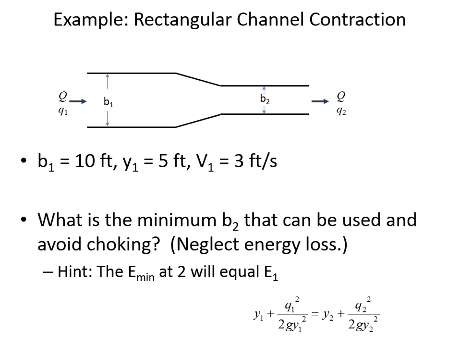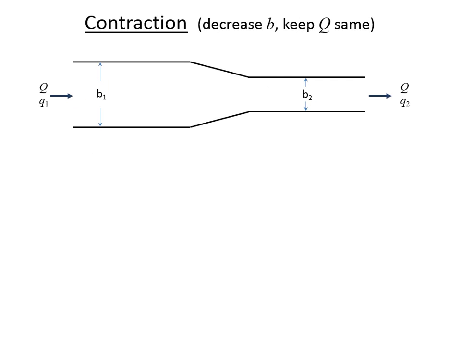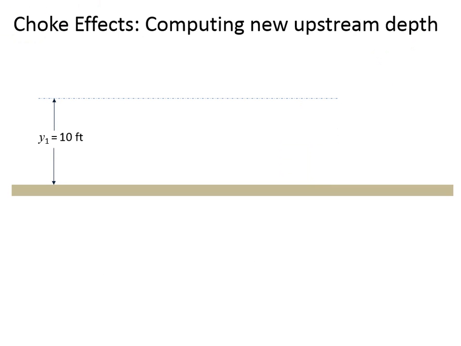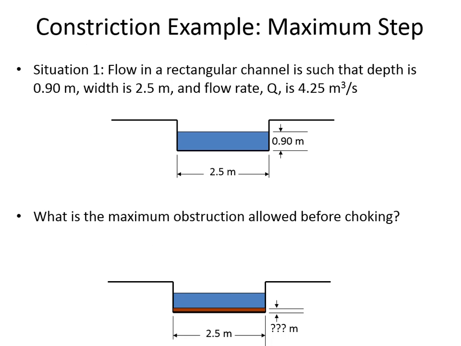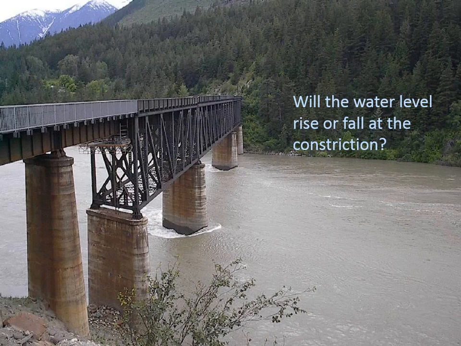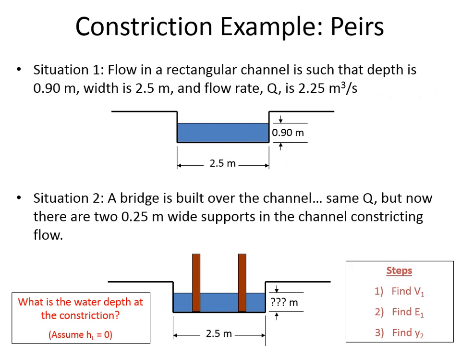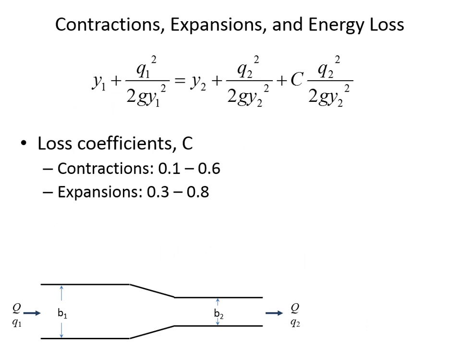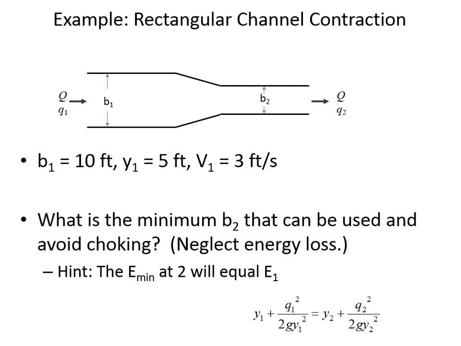So this problem is very much similar to the type of problem when we're trying to find out the maximum obstruction, where we're trying to find out how tall this step could be. That's the same kind of problem as saying how narrow the channel could be after a constriction. Because in both cases, the trick to solving it is knowing that you'll have the critical flow right at the point of choking.